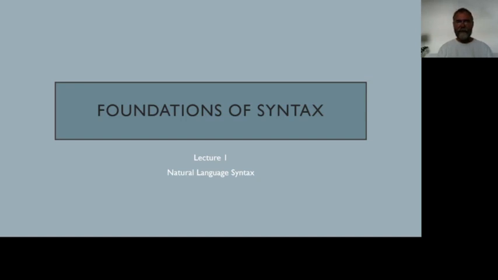Now we can contrast natural language with other kinds of things which might be called languages. For example, formal languages, the languages of mathematics, for example. Also with other communication systems used by other animals. Now in doing this comparison and contrast between these kinds of different languages, we might be able to learn something more about the nature of natural language syntax.